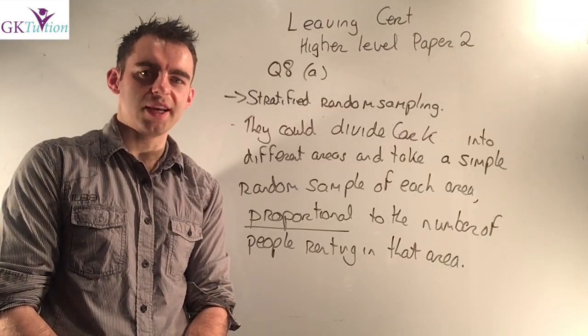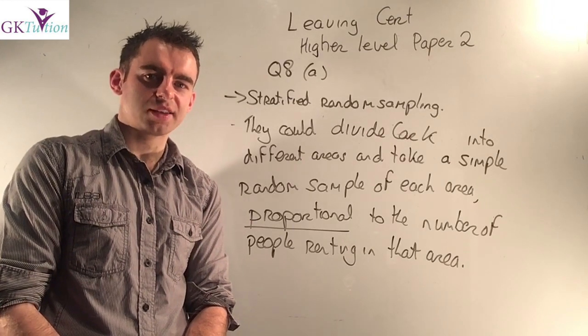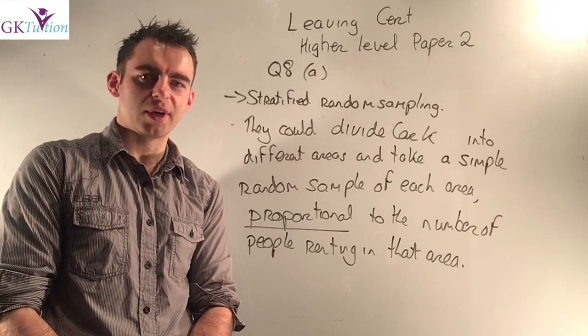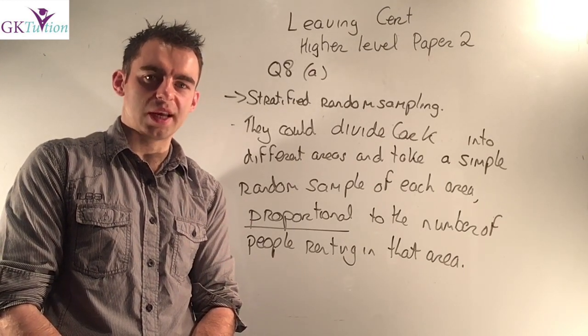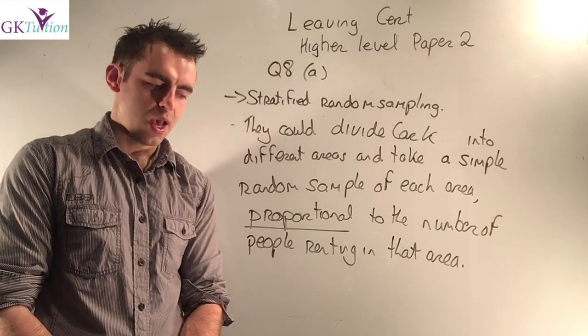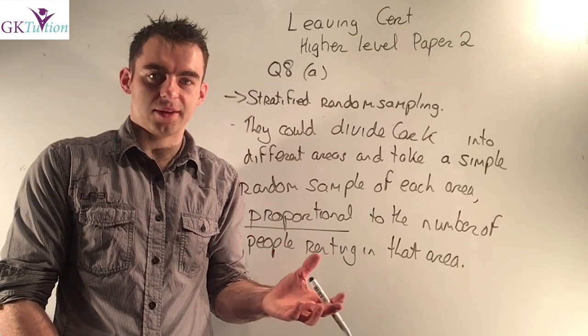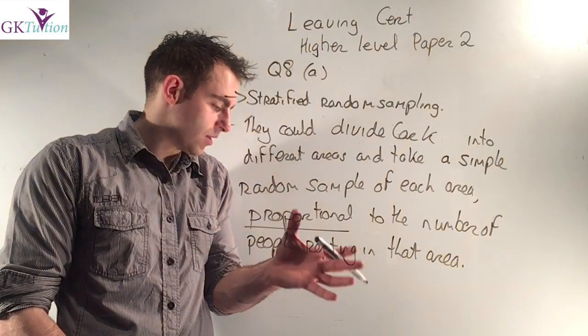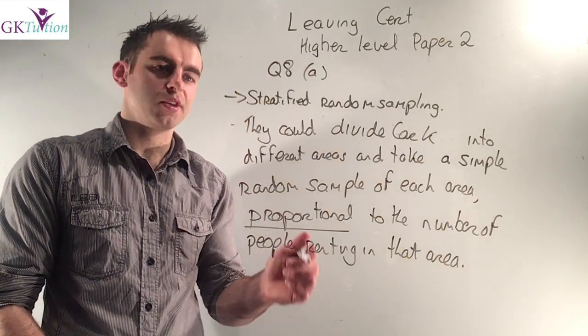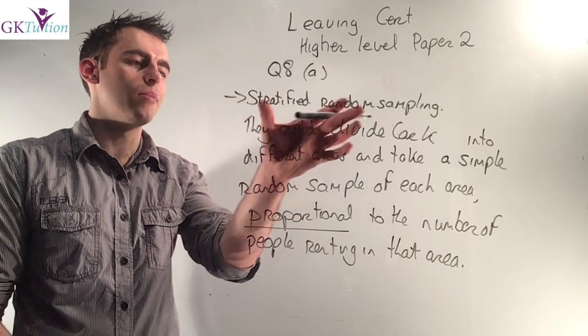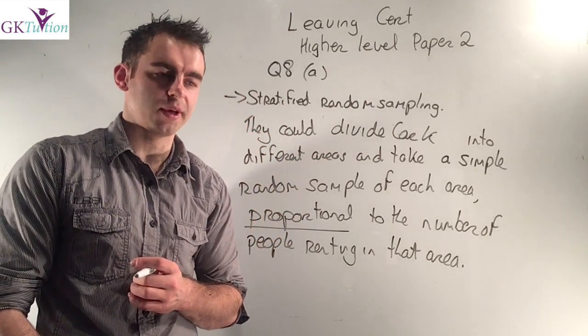Okay, so for question 8, the first part of this question asks me to come up with a sampling method that daft.ie could use to get the average rent in Cork. Now, it actually says in the marking scheme that you can use any sampling method. You can write down any sampling method with a correct explanation. So if you're given that option in the exam, I think you should go with stratified random sampling.